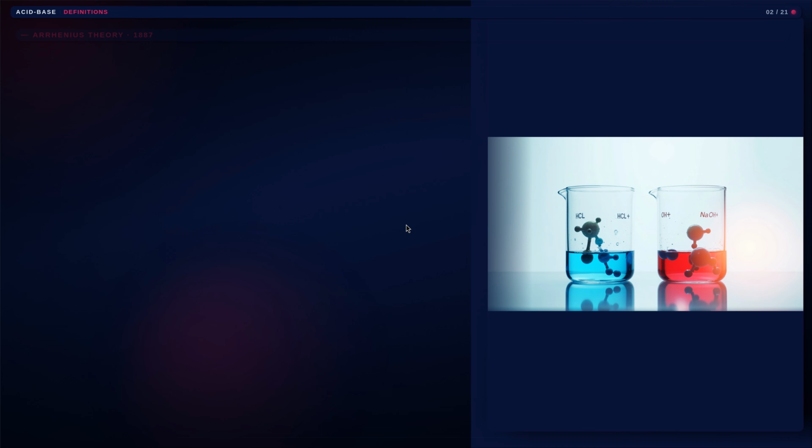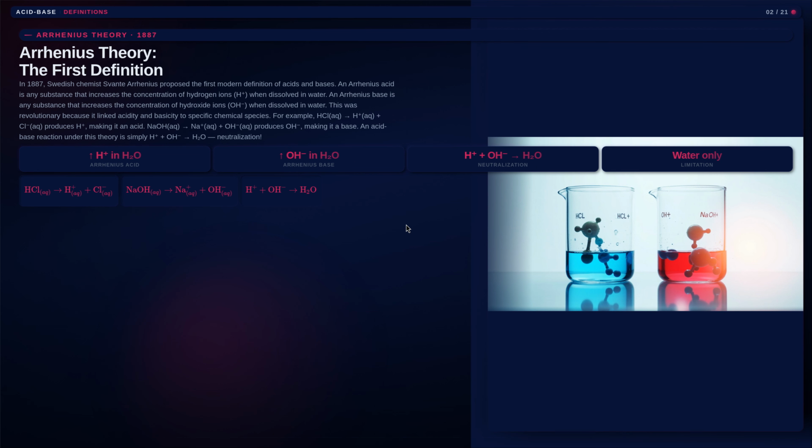In 1887, Swedish chemist Svante Arrhenius proposed the first modern definition of acids and bases. An Arrhenius acid is any substance that increases the concentration of hydrogen ions, H+, when dissolved in water. An Arrhenius base is any substance that increases the concentration of hydroxide ions, OH-, when dissolved in water. An acid-base reaction under this theory is simply H+ + OH- yields H2O.